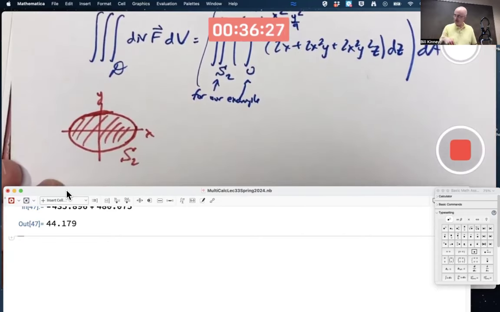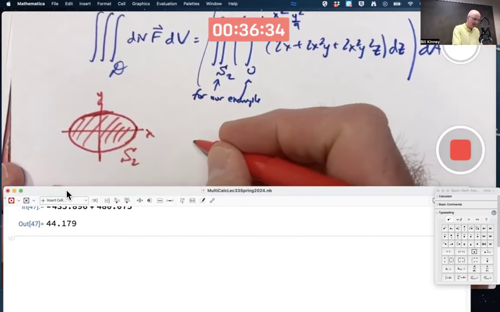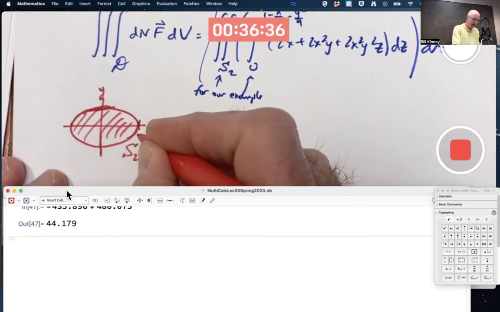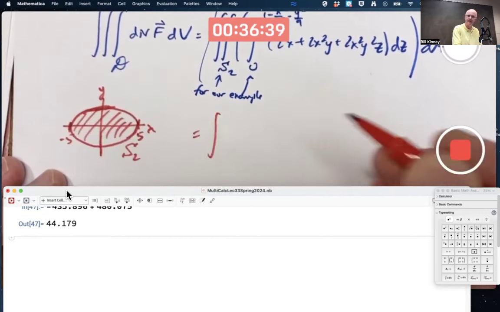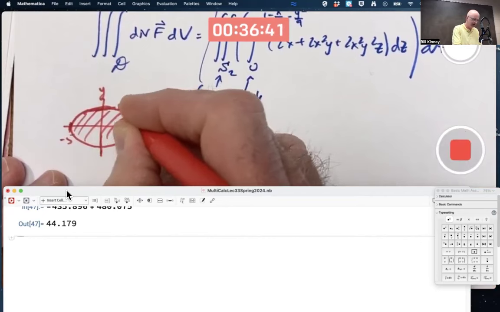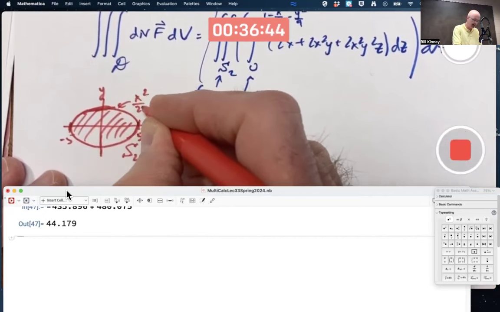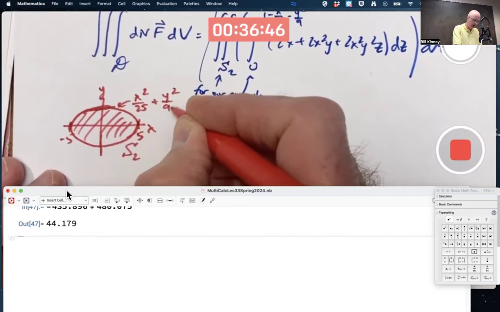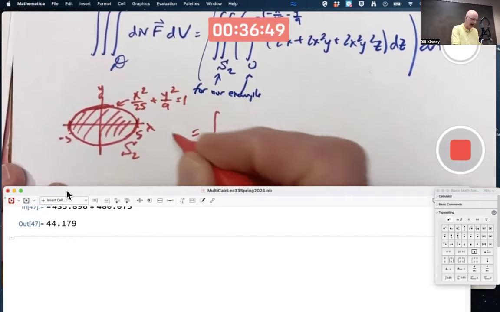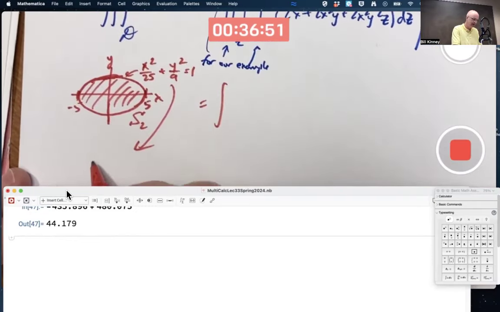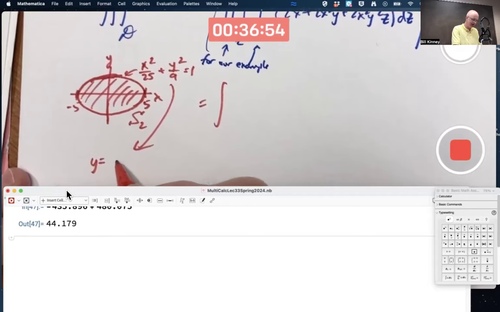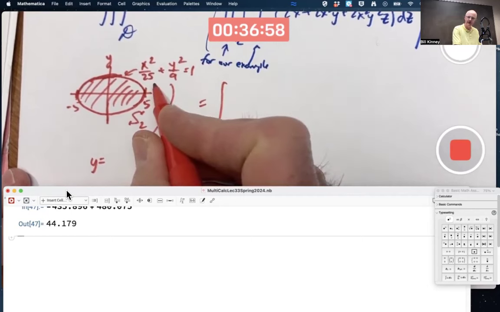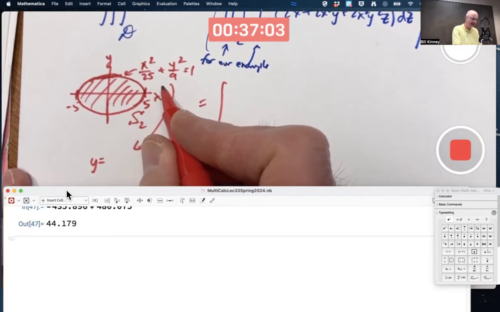Again, we're looking down on S2 from above. We're on the z-axis looking down. X can be thought of as going between -5 and 5. What again is the equation of the ellipse itself? It's x squared over 25 plus y squared over 9 equals 1. Solve that for y as a function of x. I'd subtract x squared over 25 from both sides, then multiply both sides by 9, then take a square root.